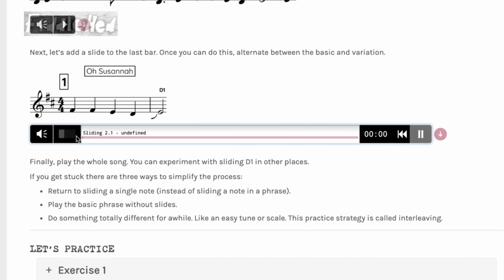That's the basic idea. Why don't you take a moment and practice it with this play-along track from the lesson page on FiddleHed. 1, 2, 3, 4.